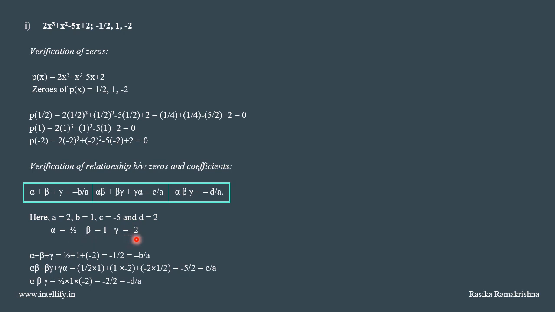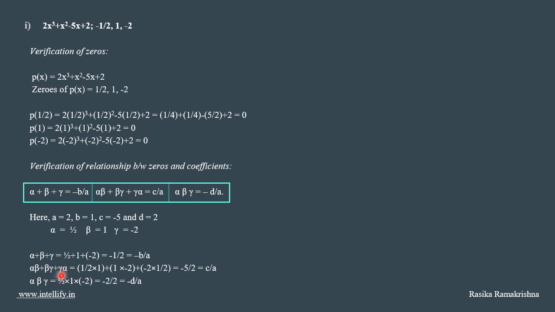a. So add up these roots. So what do you have? 1 by 2 plus 1 minus 2, which is nothing but minus 1 by 2. So check what minus b by a is. Minus b is going to be minus 1 and a is 2. So you have it to be minus 1 by 2.